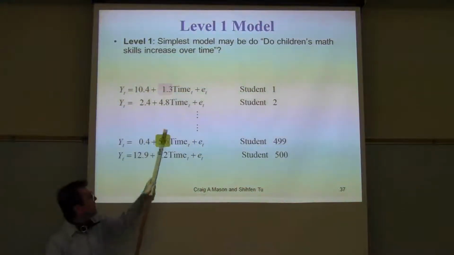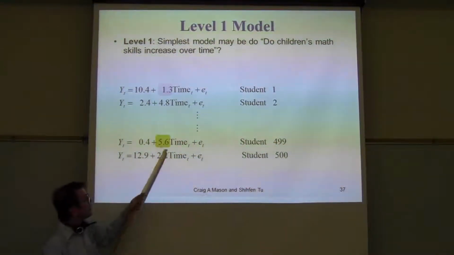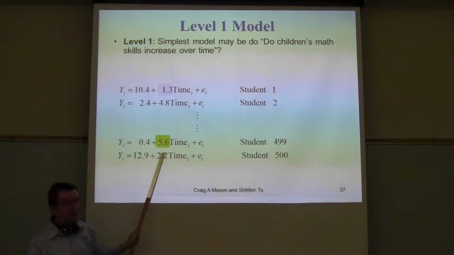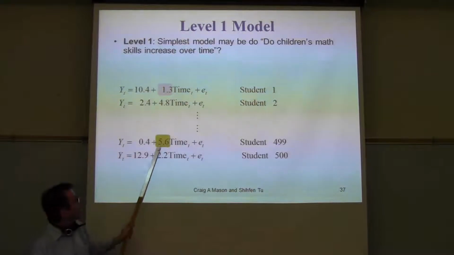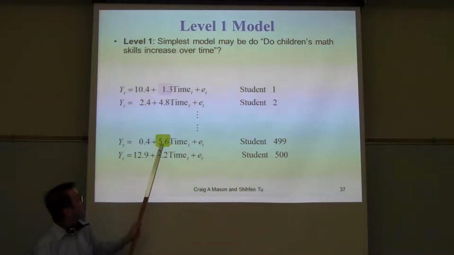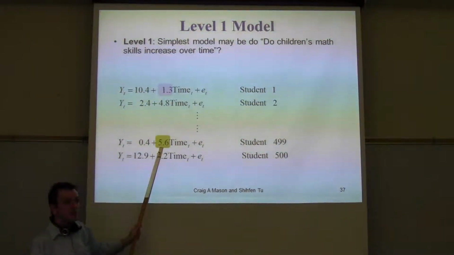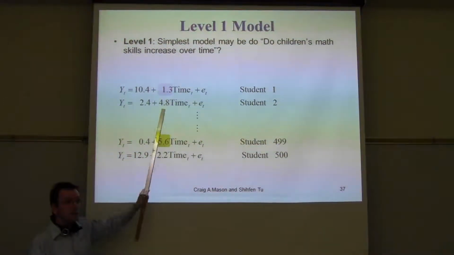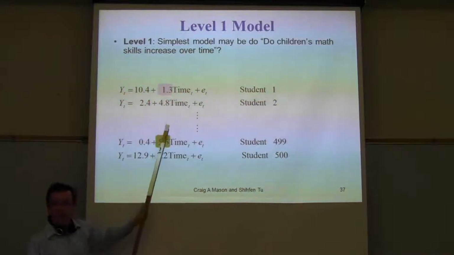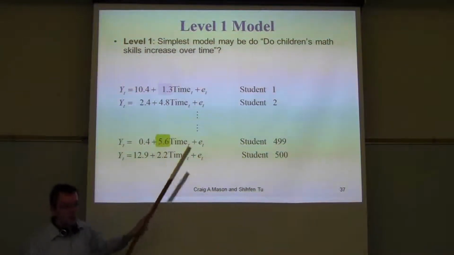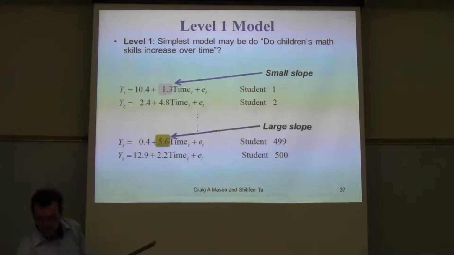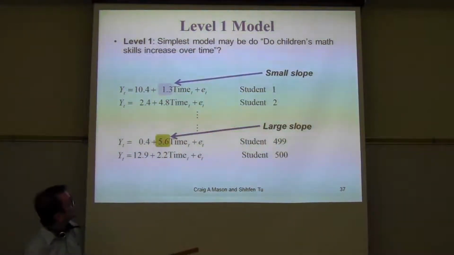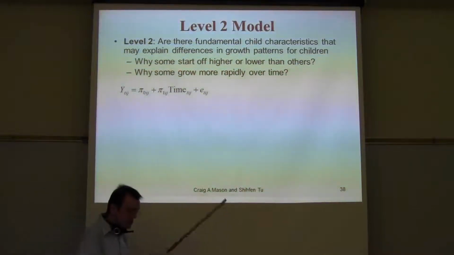And so we've got those 500 slopes, and we may take a close look and start to notice there's a lot of variability. They all don't have exactly the same growth. And maybe, are there differences why this kid's got a big positive slope and this kid's got a fairly flat slope? Are there things about the students that explain why some are high and some are low? Small slope, large slope. That takes us to our level 2 model.